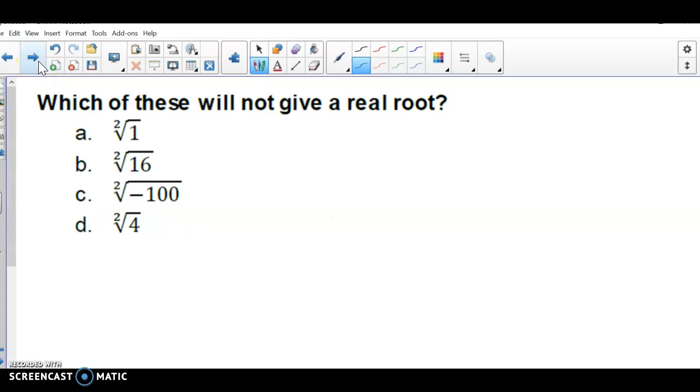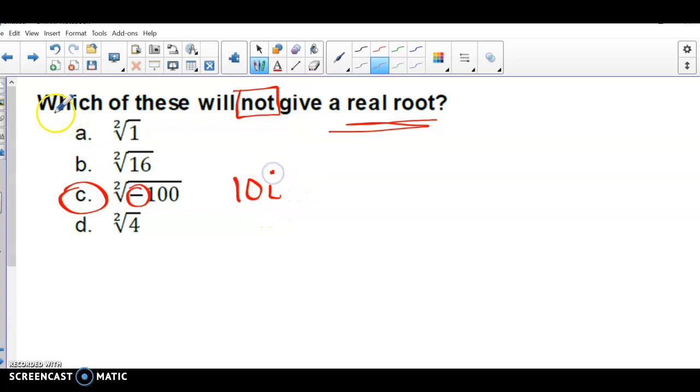Which of these will not, watch out for your word here, not give a real root? So we're going back to what we did the first or second week in school. We cannot take the square root, an even root of a negative number. So this would be 1, this would be 4, this would be 2. We've got a negative underneath it. So this would give us the square root of 100 is 10, and when you bring out the negative, it becomes an i. So that would be an imaginary solution, not a real solution.